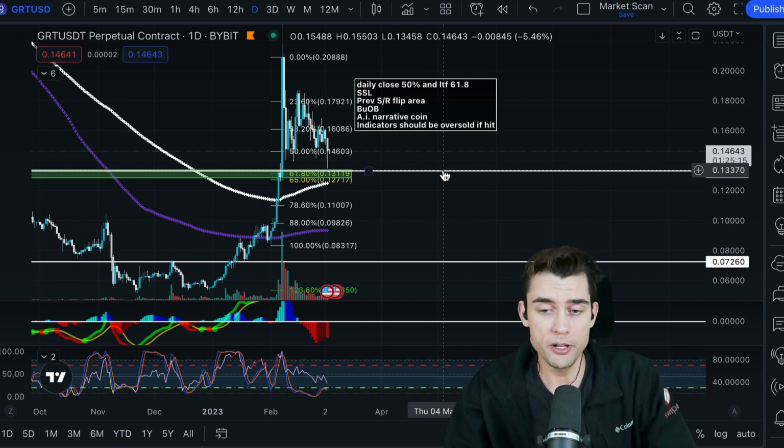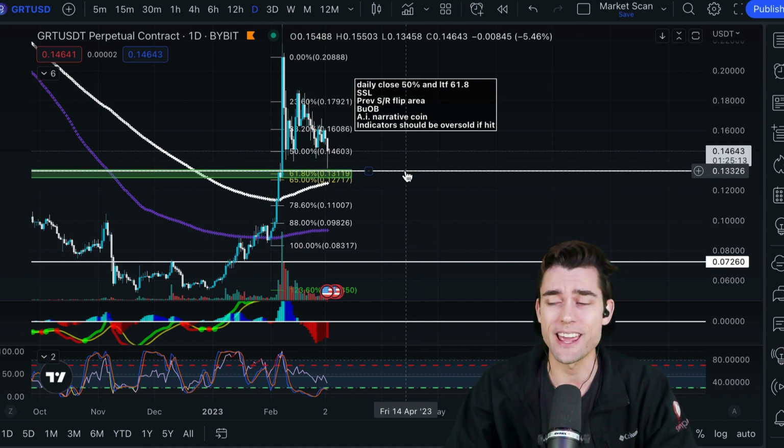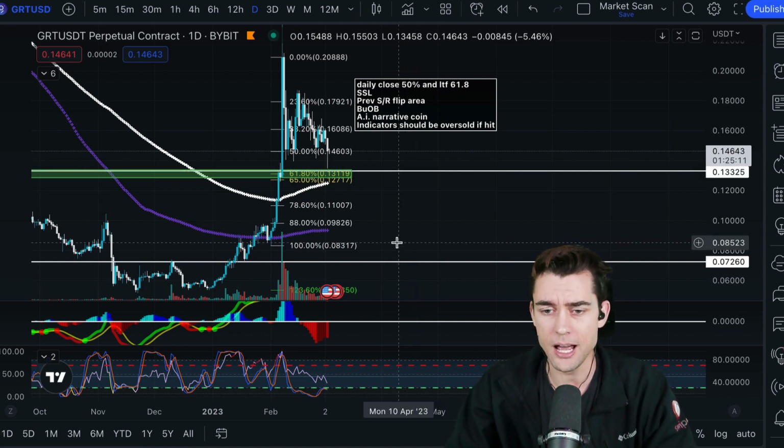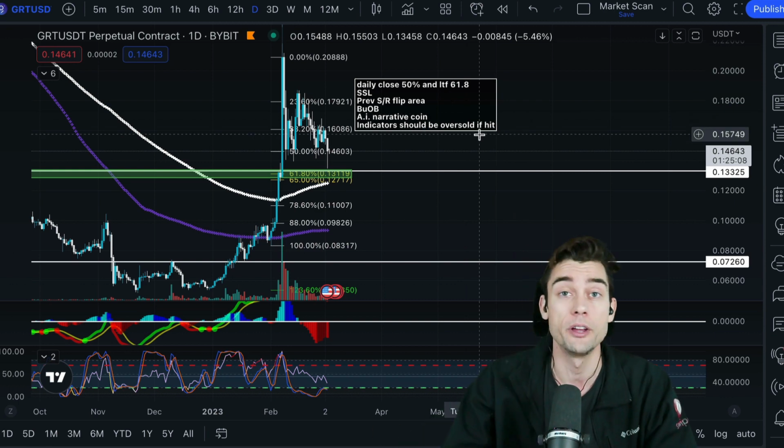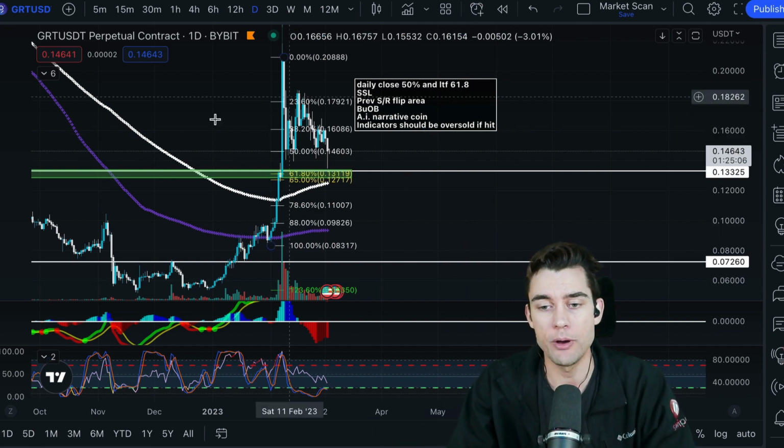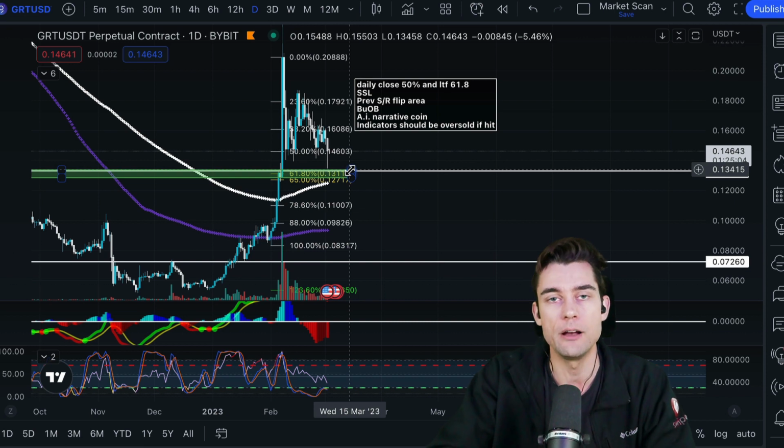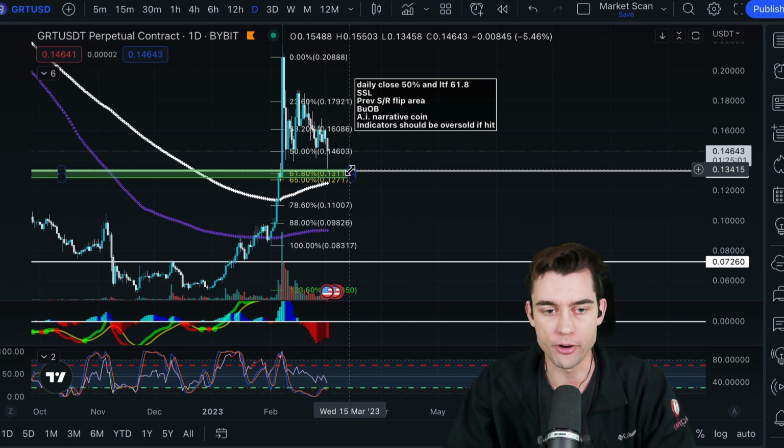Now, putting on your position size and your stops and your take profits, that's a whole other topic. But this is just how I look at where I want to enter the trades.